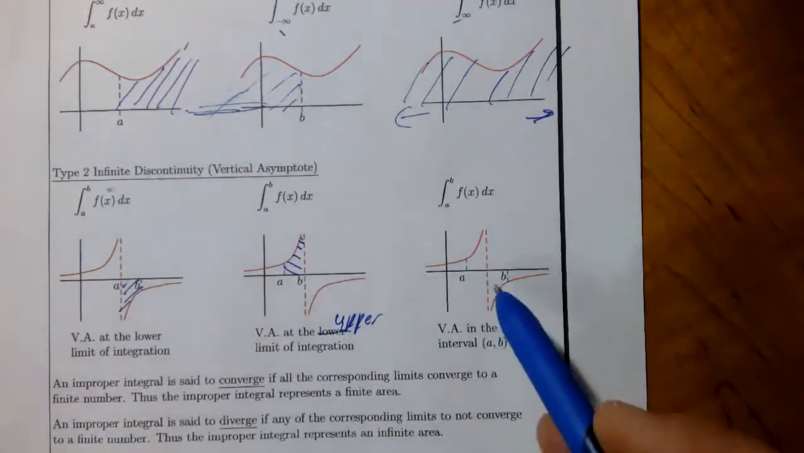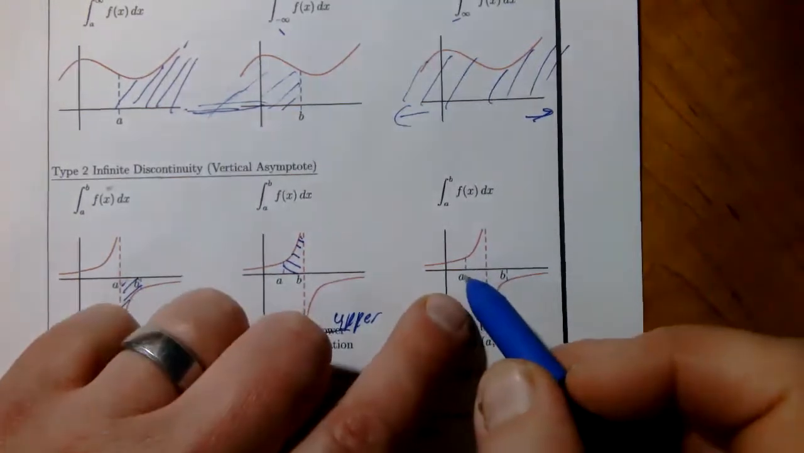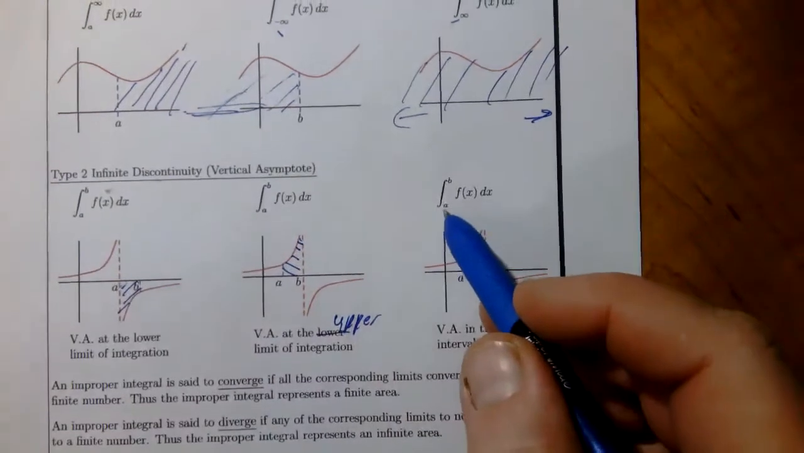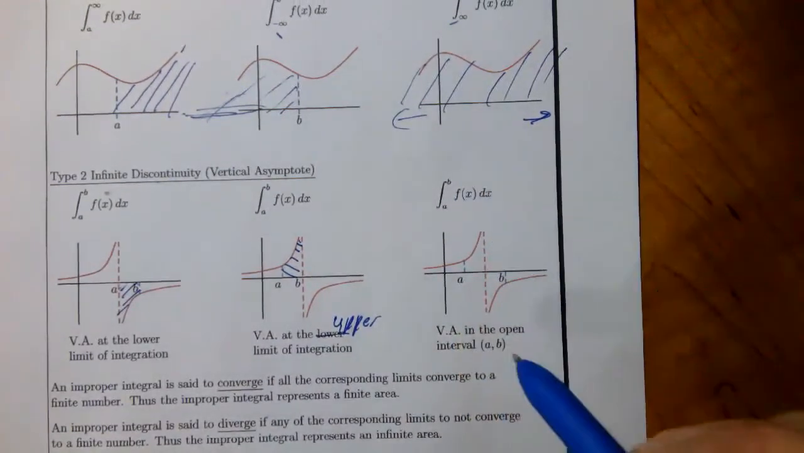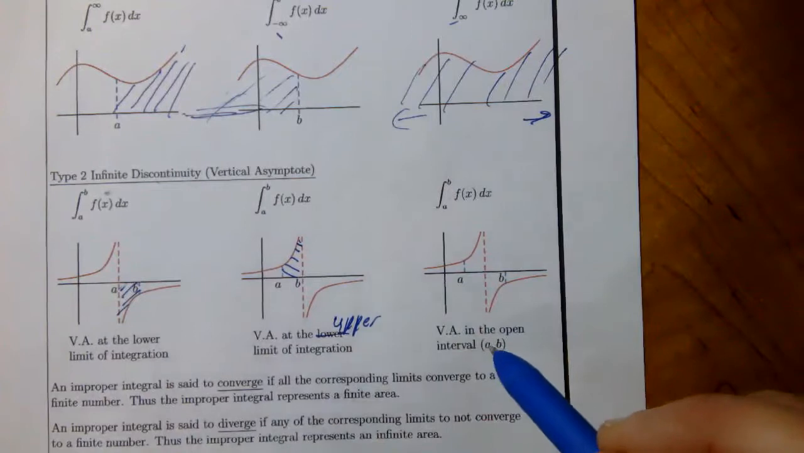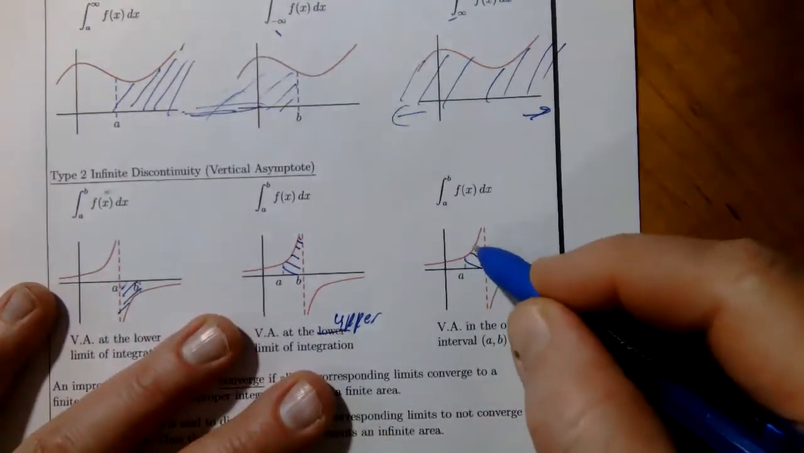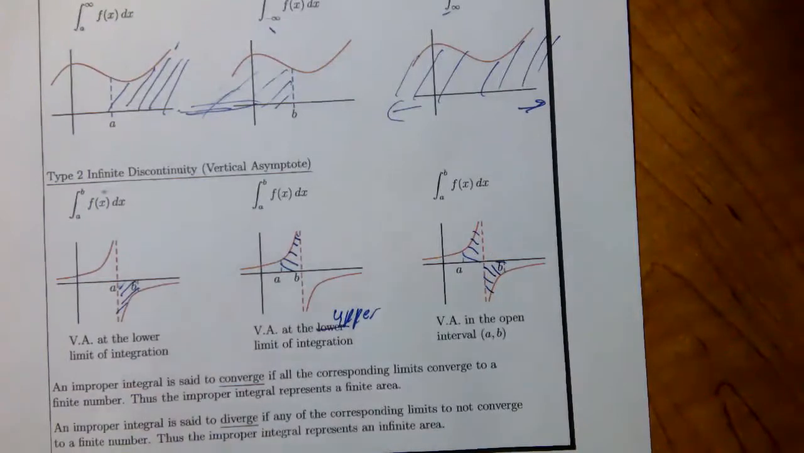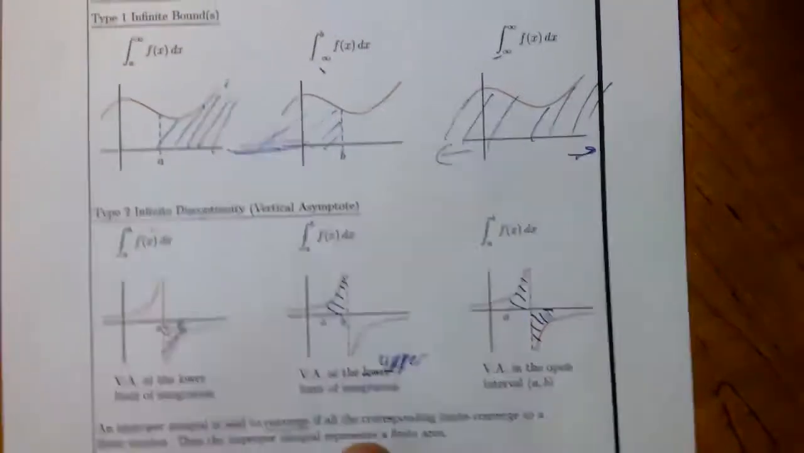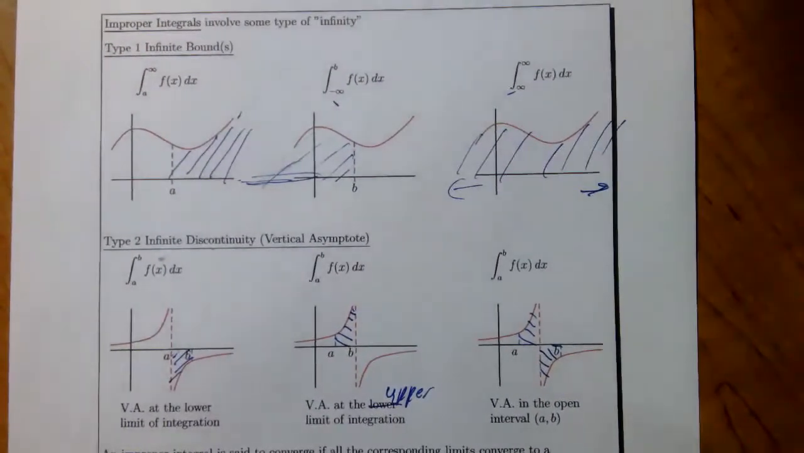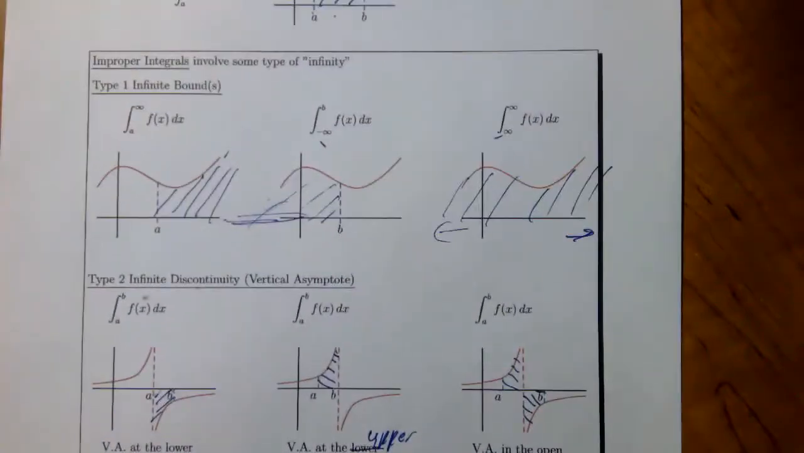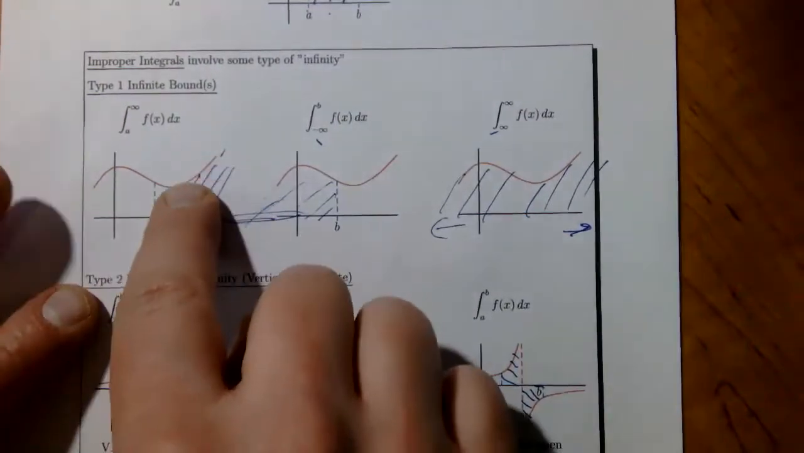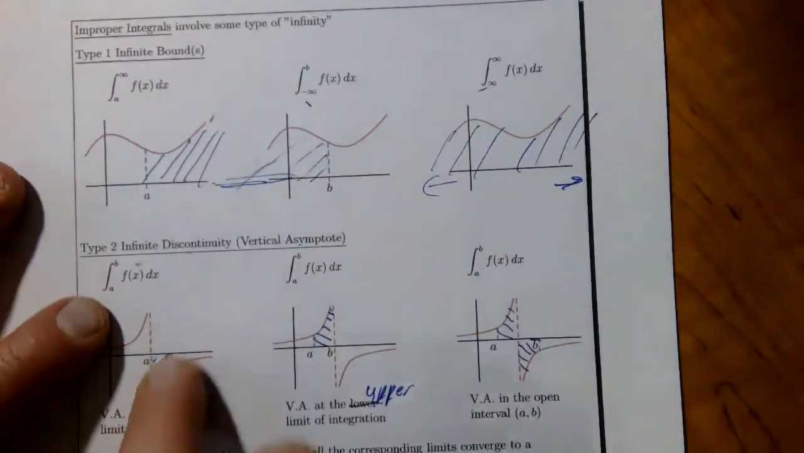Not smack dab in the middle, but you could be going from A to B, like maybe you're going from 2 to 6, but there's a vertical asymptote at say 5 or 4 or 3 or something like that. So really what you're talking about is this and this. Okay, so the ultimate question is, what I want to know is whether or not these improper integrals converge or diverge, or in other words, is this a finite area?